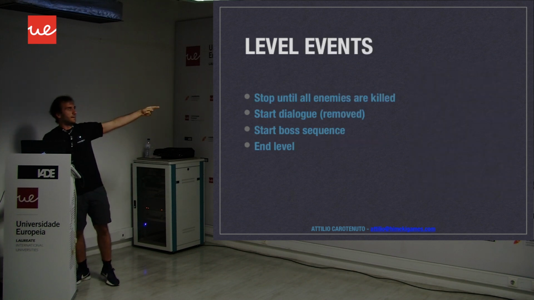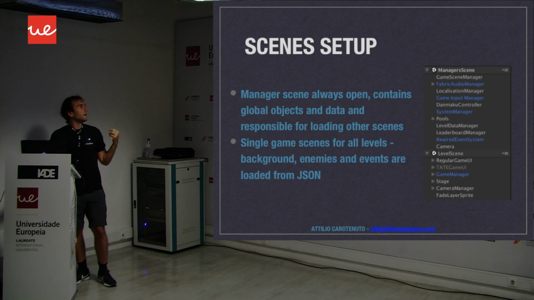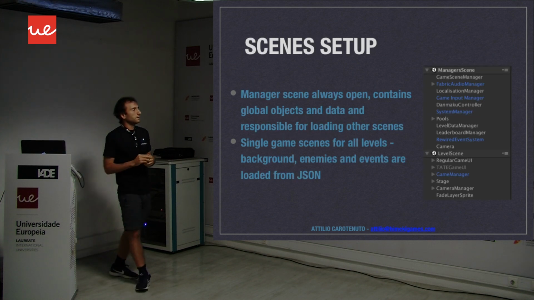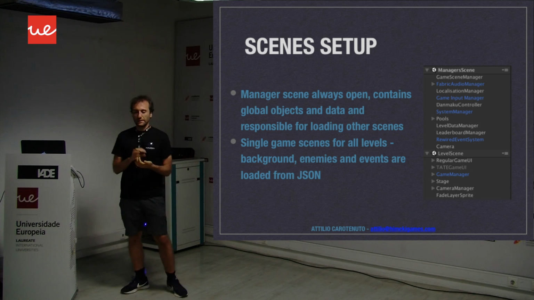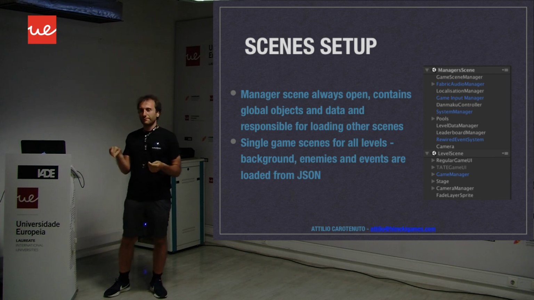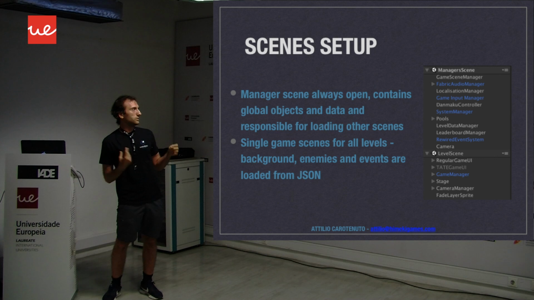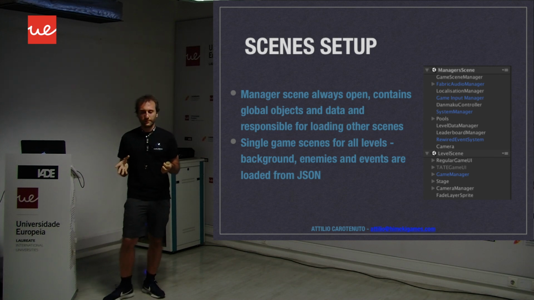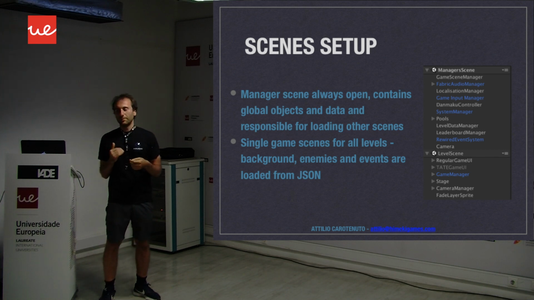So these are all the types of event. There is stop until enemies are killed, start dialogue, which we actually removed, and then start the boss and end the level. And the thing with Unity is that usually you have a lot of common elements in all these scenes, but you also want to be able to start the game from any scene. So a solution that I found is, from Unity 5.4, I think, you can have more than one scene open at the same time.